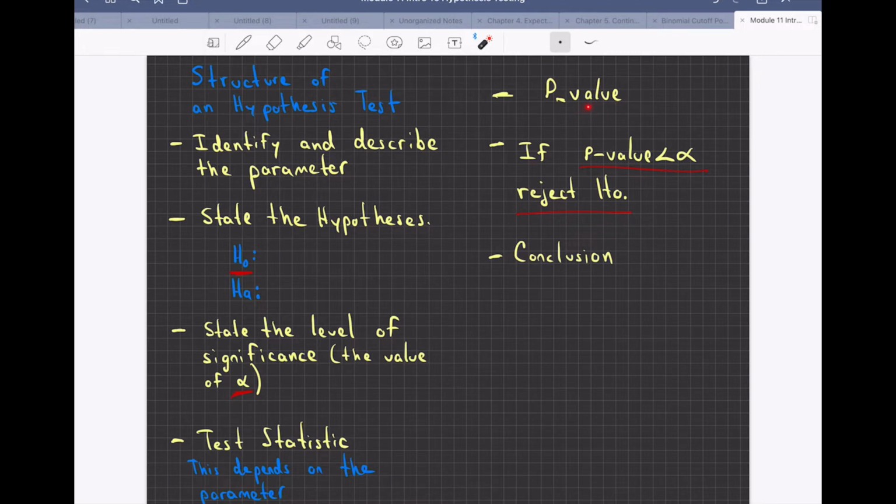And then after we have computed this, if the p-value is less than this alpha, the level of significance, reject H0. Otherwise, do not reject. And after that, we can write down our conclusion. That is the structure in general. Is that okay? All right. Let's see some exercises about this.